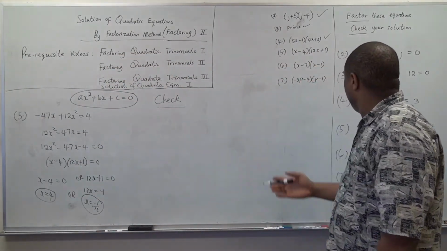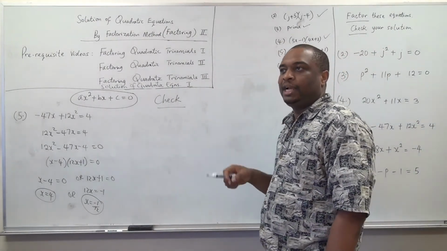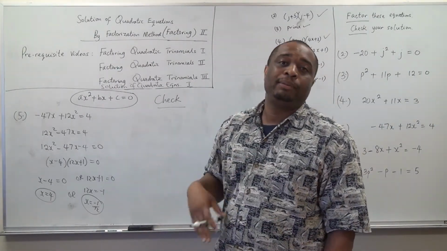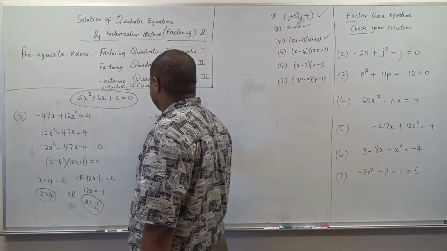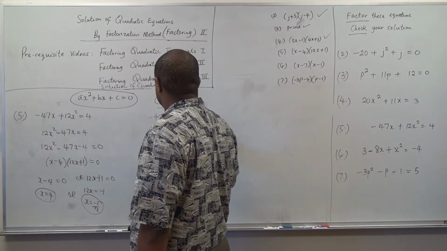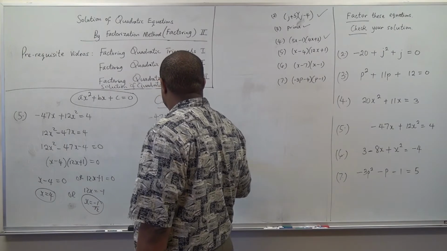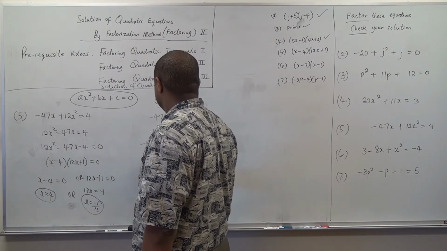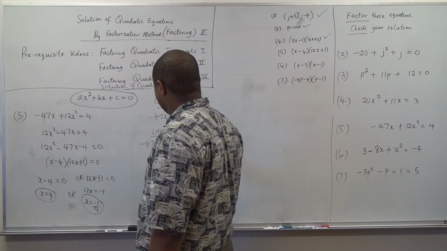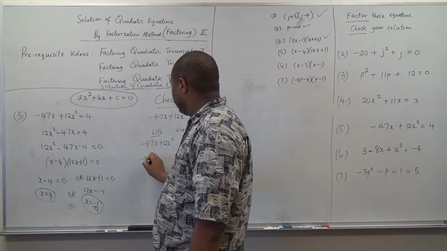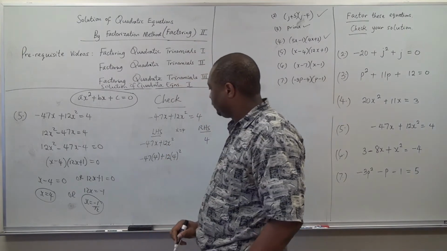Now, like I said, when we check, we check from the original problem, not the modified problem, because if you check from the modified problem, that modified problem might even be wrong. So you check from the original problem. You write negative 47x plus 12x squared equal to 4. Left hand side and right hand side. Our right hand side is 4. Left hand side is negative 47x plus 12x squared. You want to do this for x equal to 4. So this is negative 47 times 4 plus 12 times 4 squared.